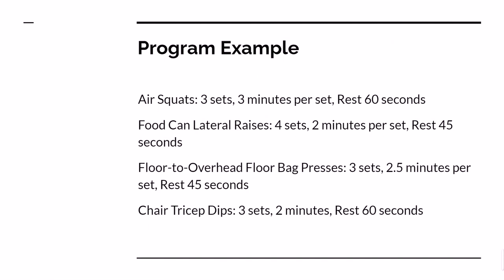So a quick program example, we have air squats. You would do these for say 3 sets, but each set would be about 3 minutes, and then you would rest 60 seconds. Then we would have food can lateral raises, so you would grab a food can and you would raise it to the side of you as if you're lifting up a backpack. And you would do this for about 4 sets, 2 minutes per set, and you'd rest for about 45 seconds.